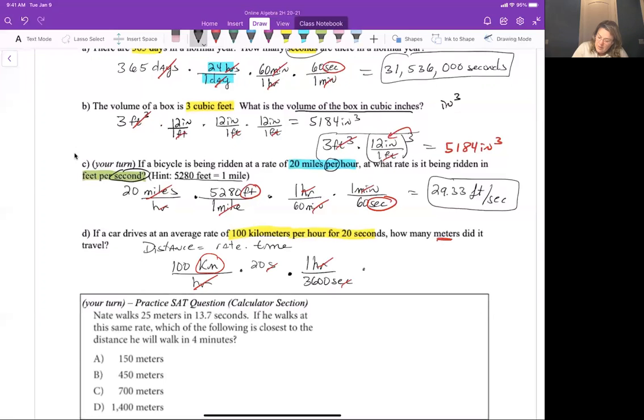So how many meters are there in a kilometer? Well, for every 1 kilometer, there is 1,000 meters. And that should give me 556 meters.